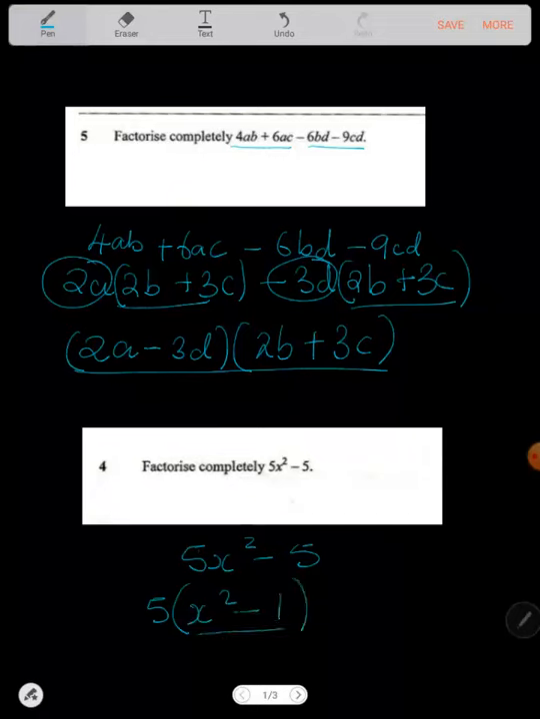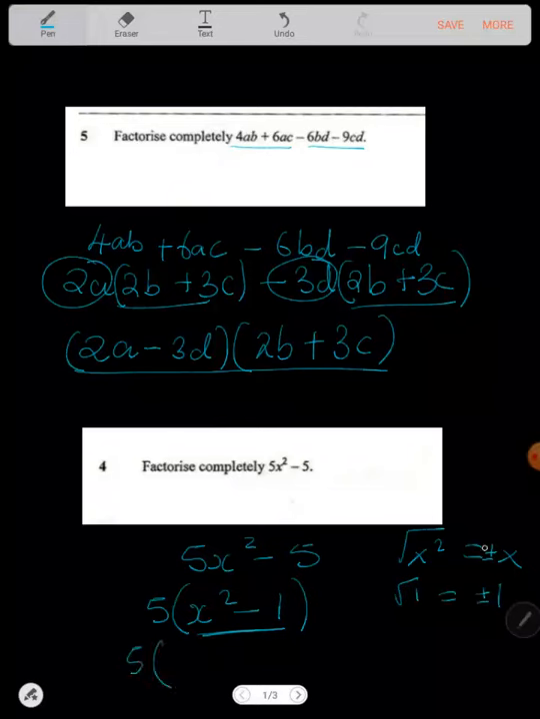Now what is here is what we call the difference of two squares. What is the square root of x squared? It's just x, positive or minus. What's the square root of 1? Just 1, plus or minus 1. So the final answer becomes 5 times x minus 1, and because I have positive or minus, again there's another one, x plus 1. So the difference of two squares always gives you two answers, the positive and the negative.